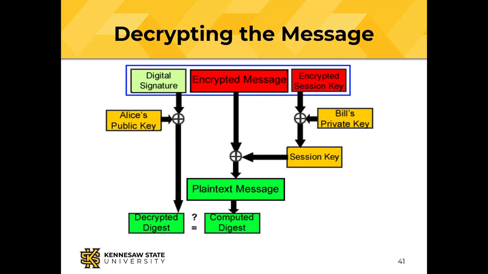Bill uses Alice's public key to decrypt the digest. Bill uses Bill's private key to decrypt the session key, and then uses the decrypted session key to decrypt the message, retrieving a plain text message, and can now compare a computed digest to the decrypted digest. And Bill now knows that this message was transmitted confidentially because it was encrypted. It could only have come from Alice, with the caveat that we trust that as much as we trust how private Alice has kept her key. And it hasn't been tampered with because of the digital signature.